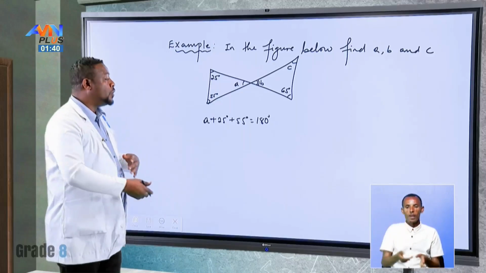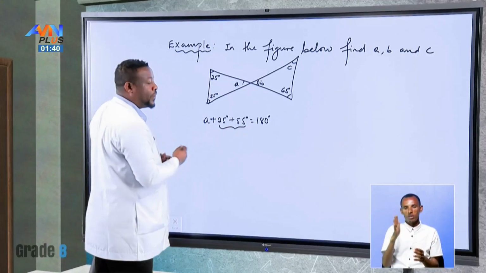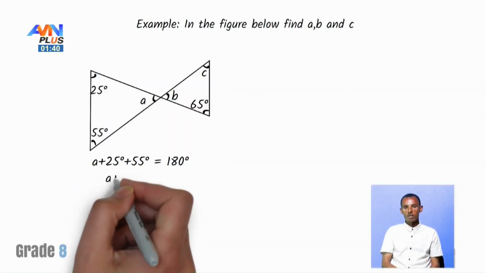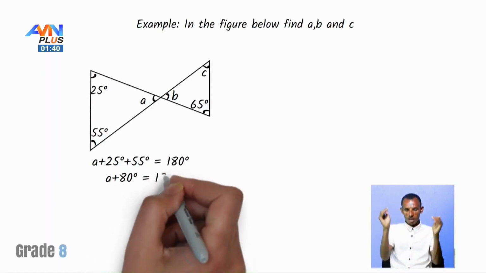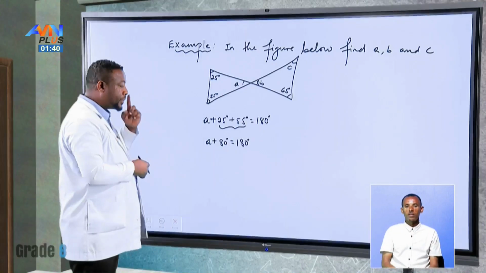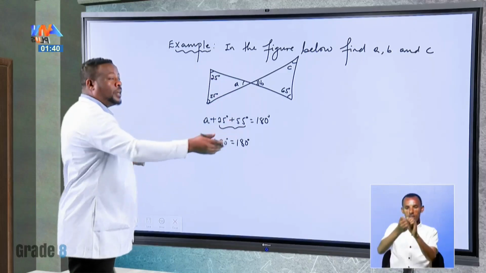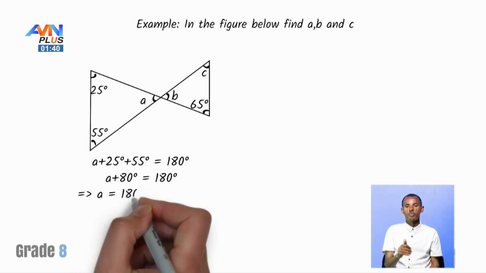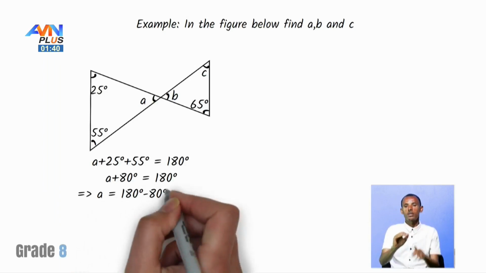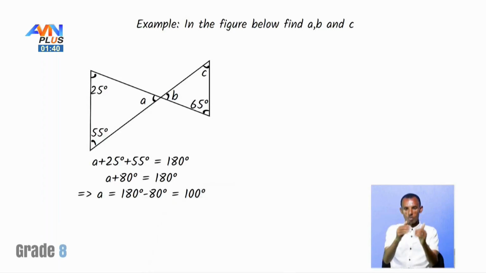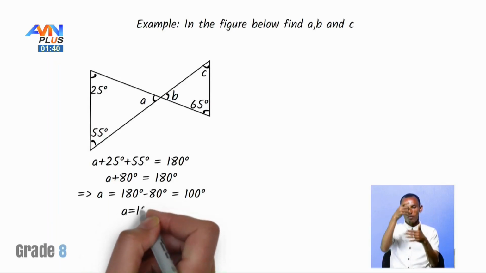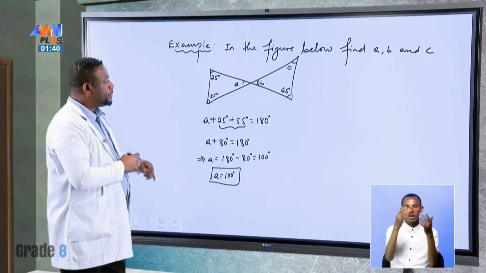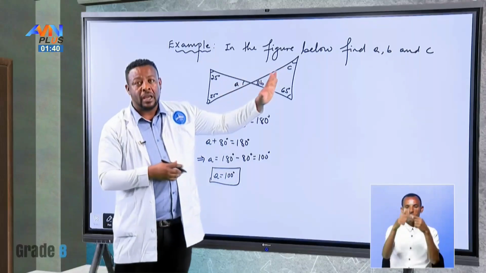So let's see what A looks like. 25 plus 55 is 80, right? So A plus 80 is equal to 180 degrees. Moving 80 to the right side, the value of A becomes 180 degrees minus 80 degrees, and this difference is 100, okay? Therefore, the value of A in this figure is 100 degrees.